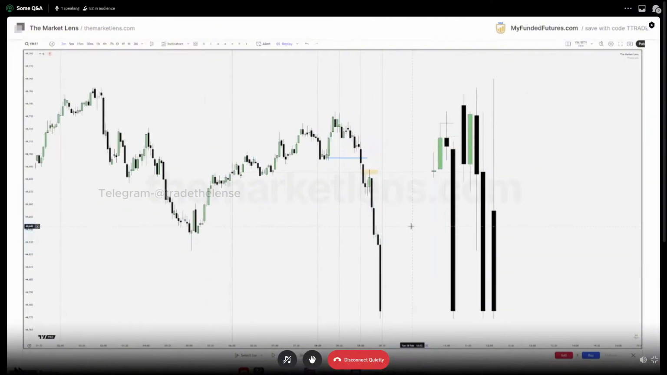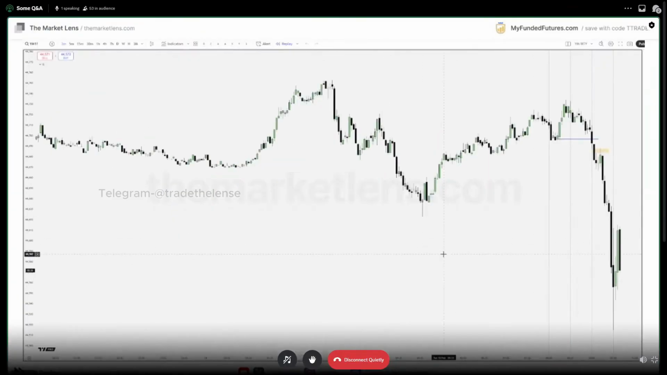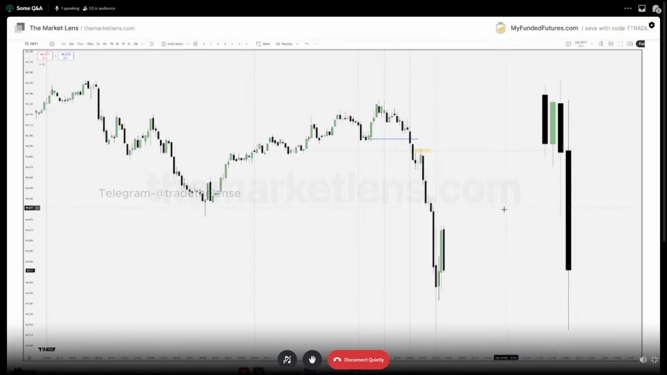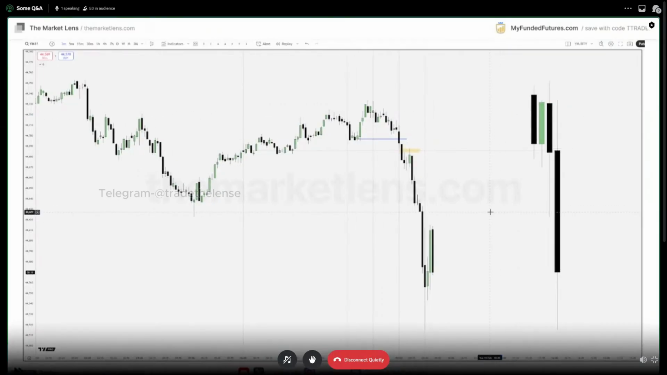And there's 2 up. I don't know why the indicators won't load. I don't know what's going on with TV. It's a bit annoying.